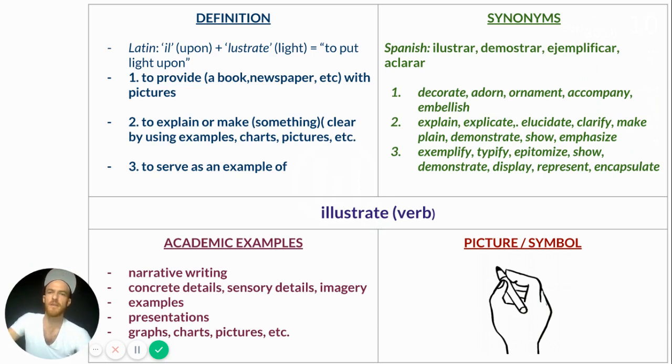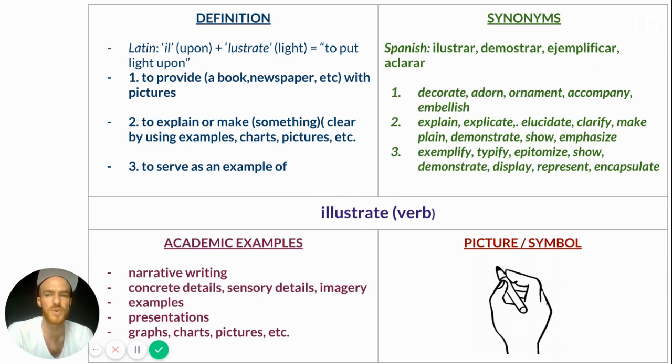Some synonyms. For that first one, to give a picture for something: decorate, adorn, ornament, accompany, embellish. So you can think about illustrating as a writer as a way to add color, detail, interest, extras onto your writing. To think about explaining, the synonyms for illustrate: explain, explicate, elucidate, clarify, make plain, demonstrate, show, emphasize. Again, that word show. Another powerful synonym for illustrate would be to just show people. Show, don't tell. To serve as an example of: exemplify, typify, epitomize, show, demonstrate, display, represent, encapsulate.